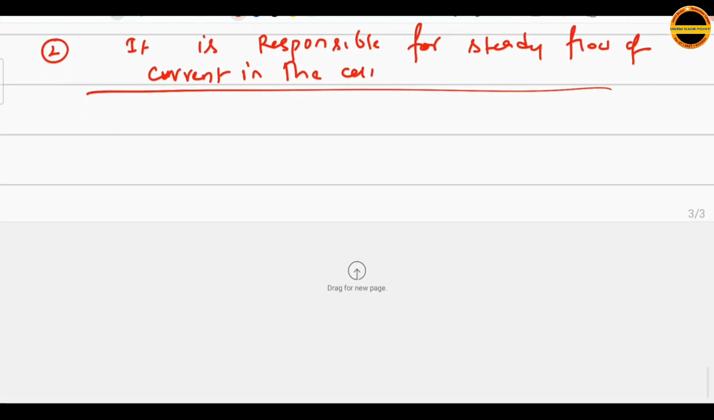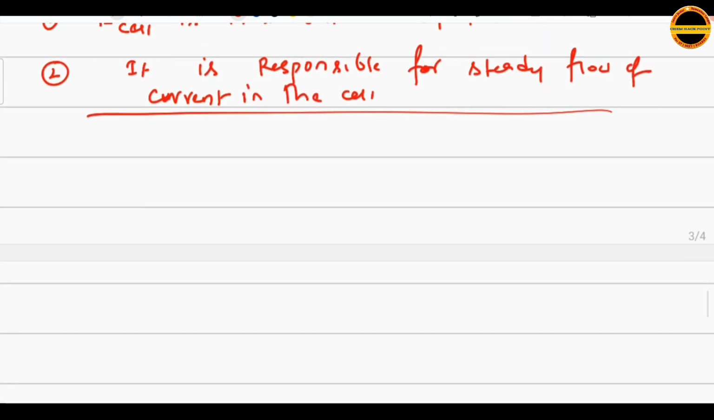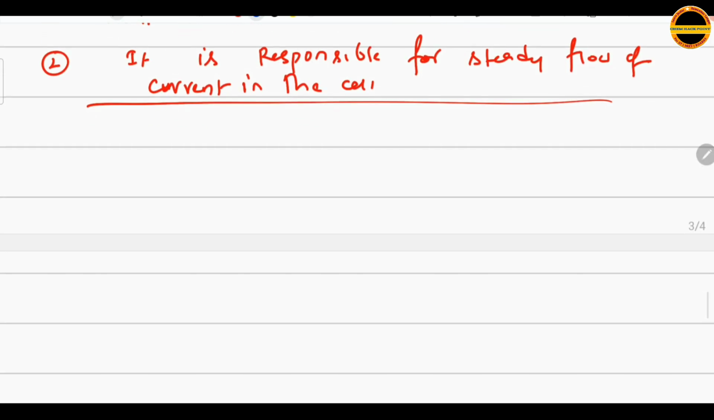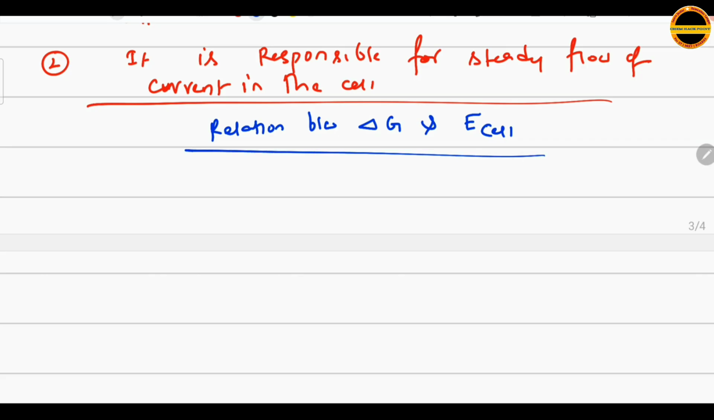Next, moving further, the relation between Gibbs free energy and EMF of cell, or you can say E cell. Relation between delta G and E cell. Already we know from thermodynamics, delta G is equal to minus NF E cell. Derivation is not in the syllabus, so directly you can remember the formula. Delta G is equal to minus NF E cell.